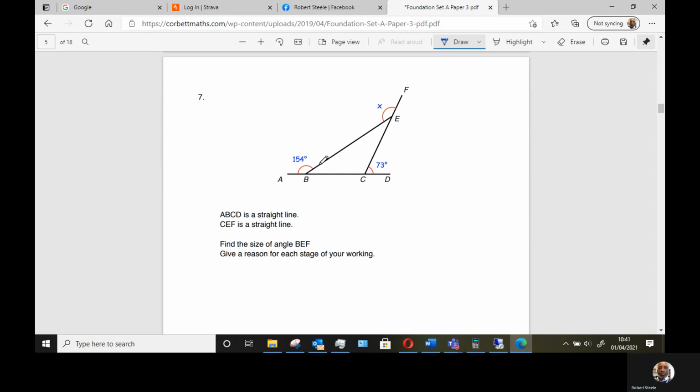So what I suggest is, got a straight line here. If we know this angle, then we can work out x, because these two are on a straight line together.